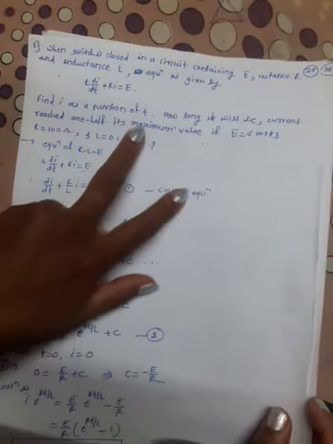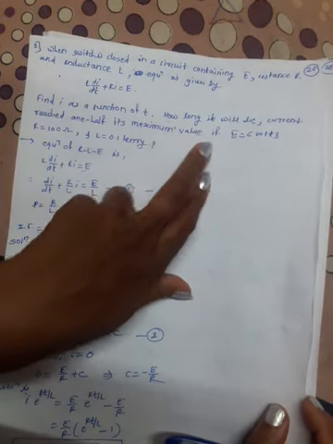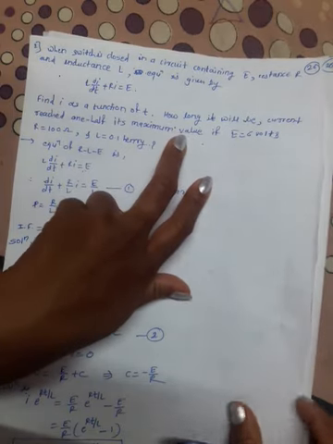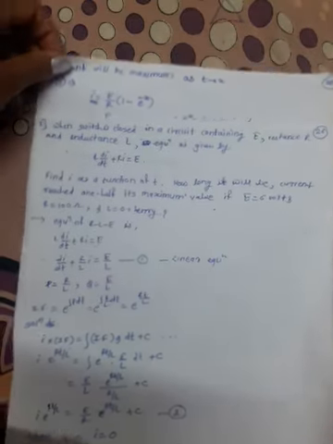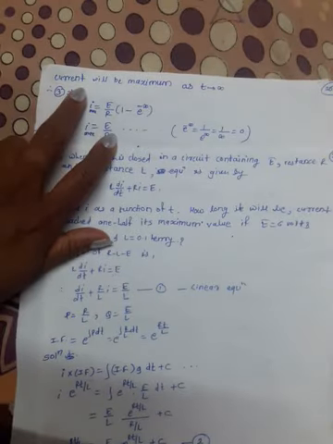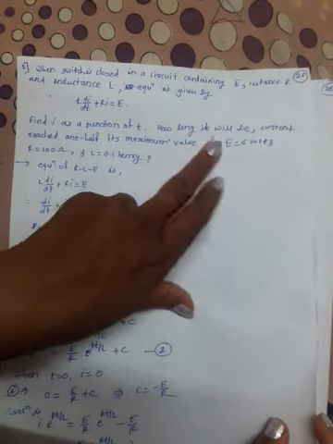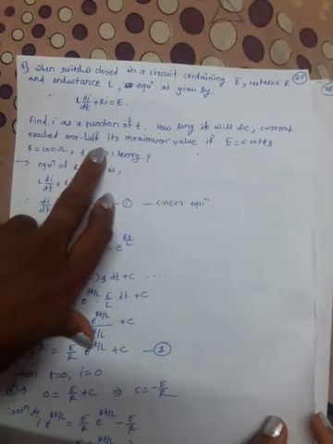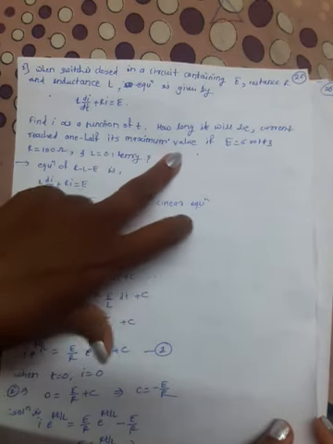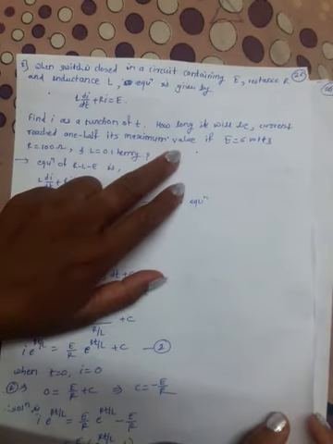Now we have to find out the solution for the second sub question. How long? Therefore, write down the first. We know how long it will take for the current to reach half of its maximum value. So first we have to find out the maximum value of I.